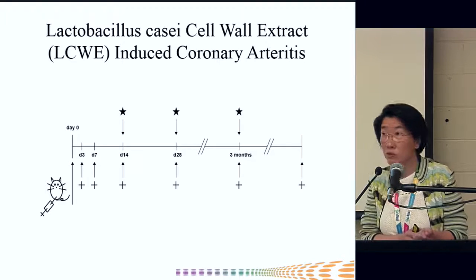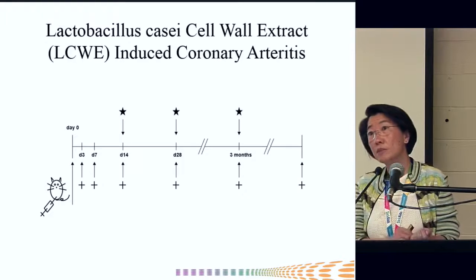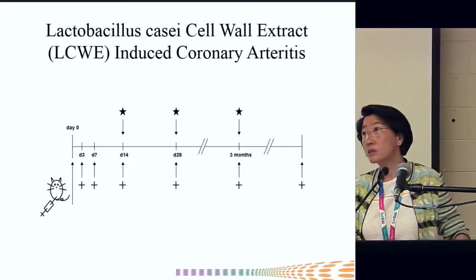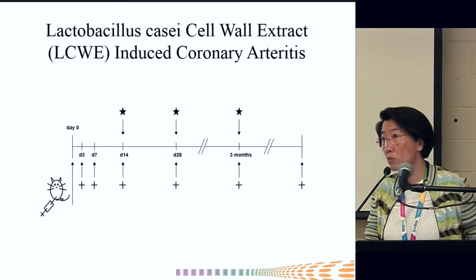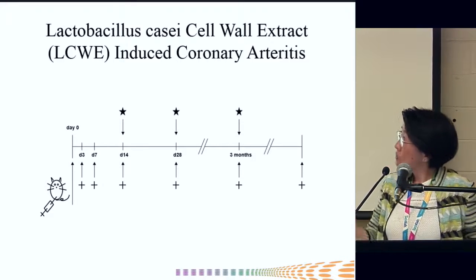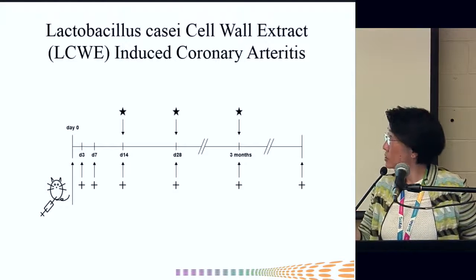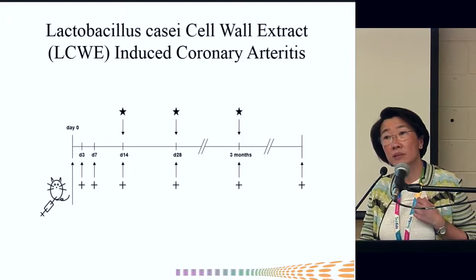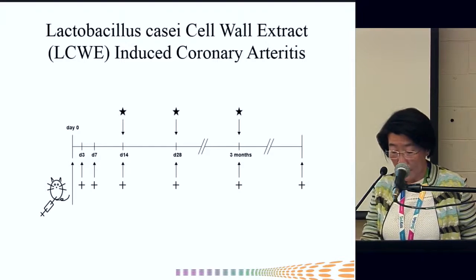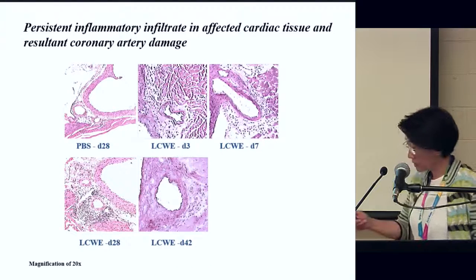So Tom Lehman, who was a rheumatologist from New York, was actually trying to develop a model of reactive arthritis. And he ground up Lactobacillus cell wall because it looked very much like streptococcal cell wall, thinking of inducing a reactive arthritis model. But when he injected this Lactobacillus, which is the stuff you eat in yogurt, into the mice, they developed coronary inflammation instead, blood vessel inflammation instead of joint inflammation.